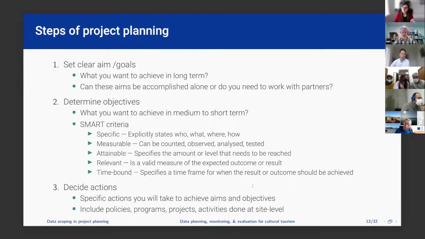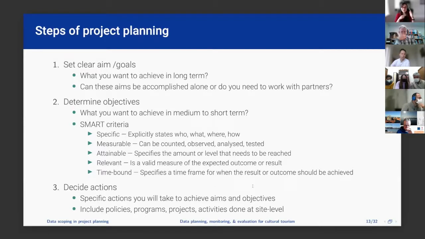So with specific, this is who is doing what, when are they doing it, how is it being done? When we talk about measurable, it needs to be something that can be counted or observed or analyzed or tested in some way. Attainable means we need to specify an amount or a level that needs to be reached. This is kind of leaning into setting targets.